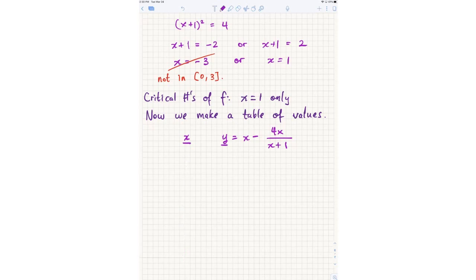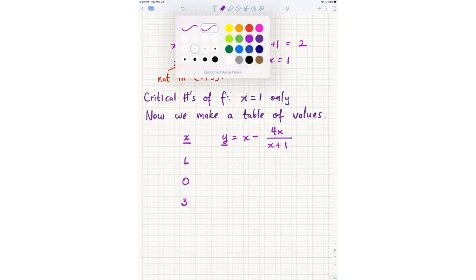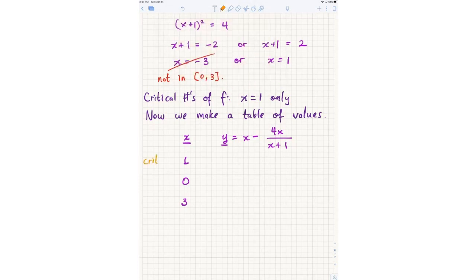Good. So we get 1 because that was our critical number, but then 0 and 3 we have to check because those are the endpoints of the original interval. So this is a critical number, and these two are endpoints. Okay, so doing this arithmetic, substituting in 1, I get (1 minus 4) over 2. So I get -1. Substituting in 0, I get 0. For 3, I get (3 minus 12) over 4. So I get 0 for that as well.